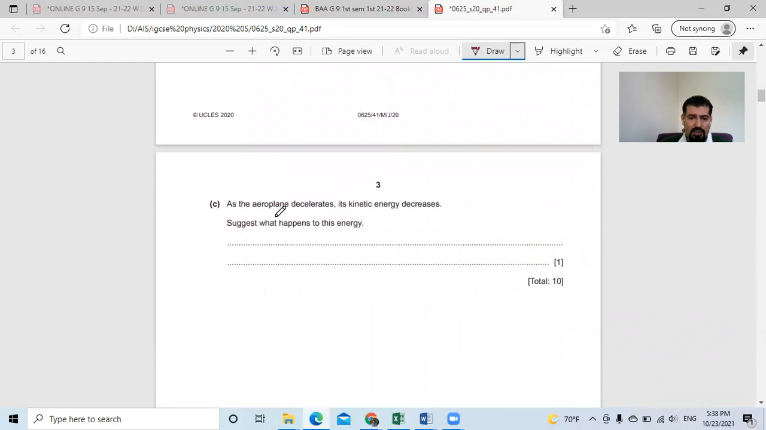Part C, they said, as the airplane decelerates, the kinetic energy decreases. So what happened to this energy? It is transferred to heat and sound in the surroundings.